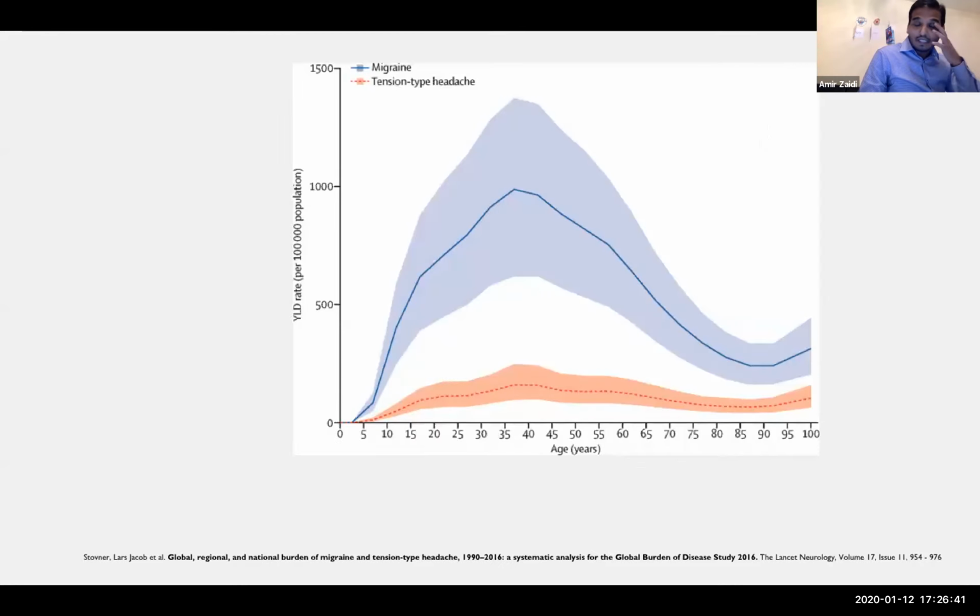So this is just a slide about the burden of headaches. So you can see the two most common types of primary headaches, migraine and tension type headaches. The top one is the migraine. It is less prevalent than tension type, but the disability burden is much more with migraine as compared to the tension type headache. The most common age group is between 20 and 50 years.